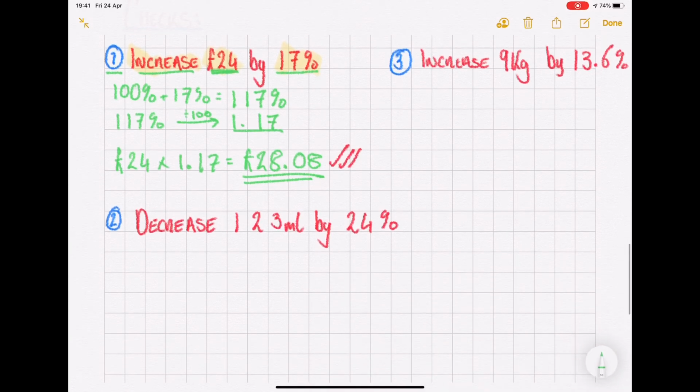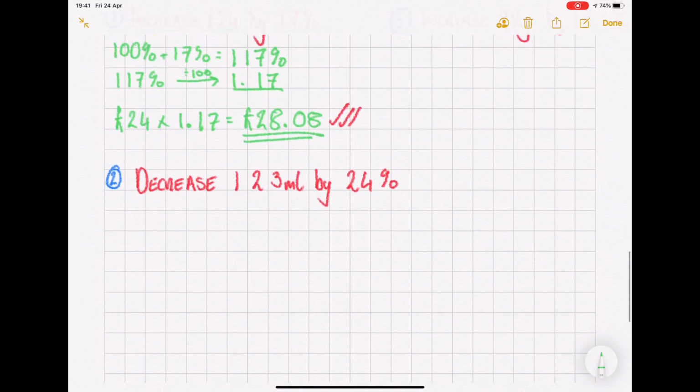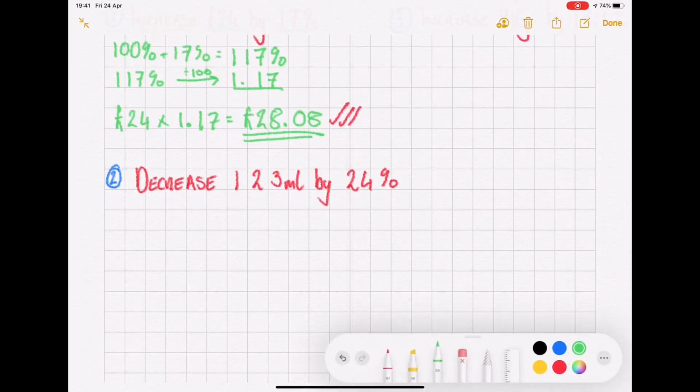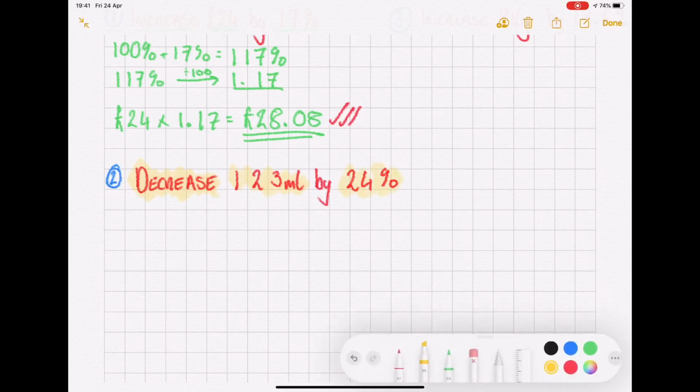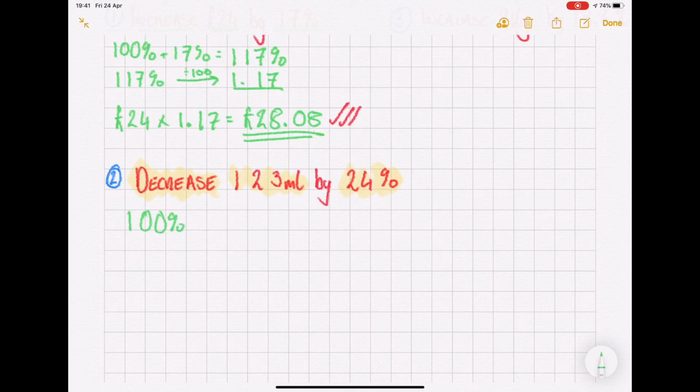Let's have a look at the second example. So decrease 123 millilitres by 24%. So it's decreasing. So we have 100% take away, because it's decreasing, 24%. And if I do that, I get 76%.